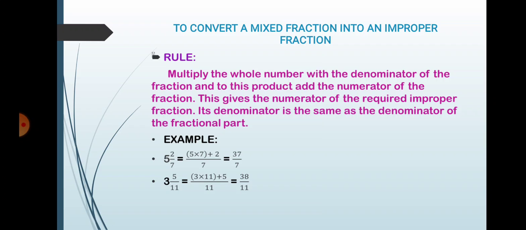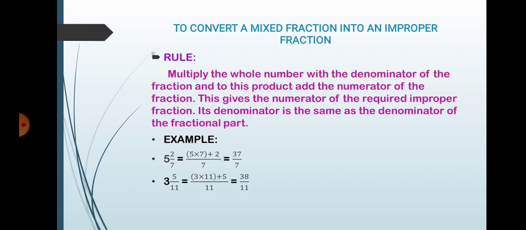So if you do that, we will get the required numerator. But what about the denominator? Its denominator is the same as the denominator of the fractional part. So there is no change in the denominator. Whatever denominator the proper fraction had in the combination, the same denominator should reflect here also. Only the numerator will change. How will it change? We have to multiply the whole number with the denominator. With that product, you have to add the numerator of the fraction.